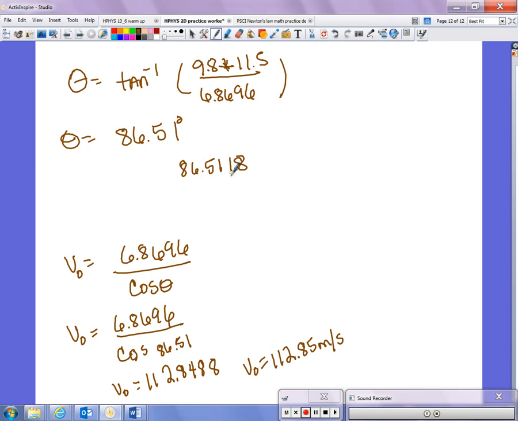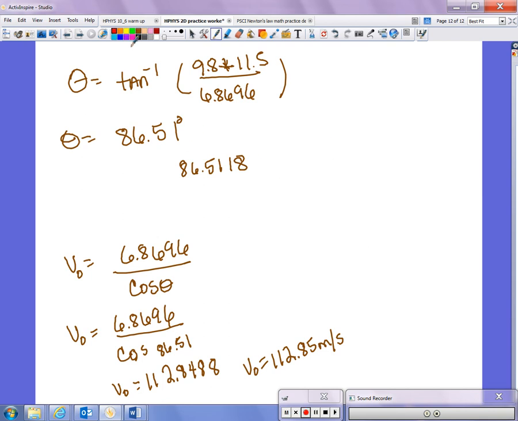Let's double check that this did not cause a rounding error. Let's poke that in really quick. 6.8696 divided by the cosine of 86.5118 gives me 112.9. And so it's okay. It's a small issue. We would have done 112.9 anyway if we do sig fig. So we're in good shape. I could go either way on this one. These problems get so complicated that as long as we're not truncating up this far, I'm okay. Let's carry it out to 1 or 2 or 3 decimal places and we'll be all right.